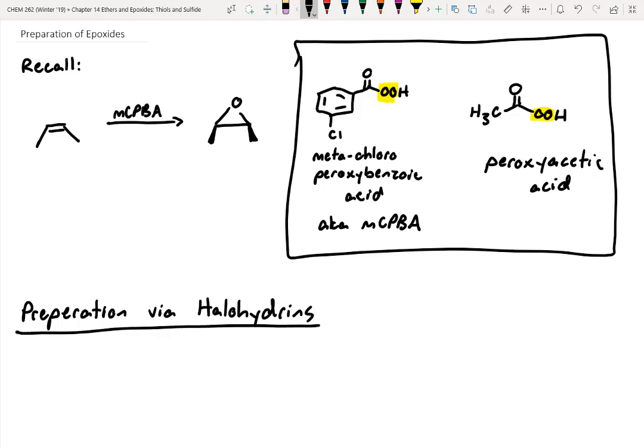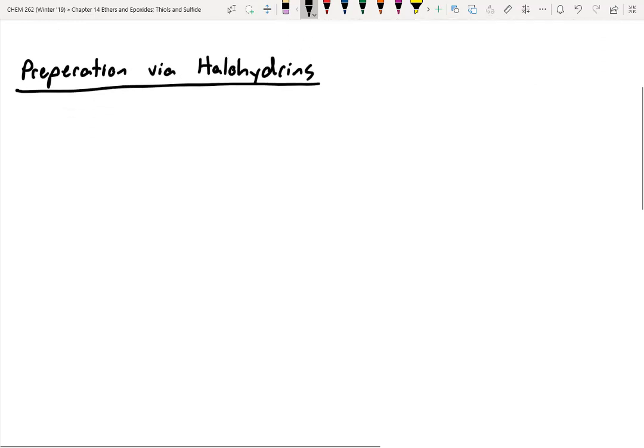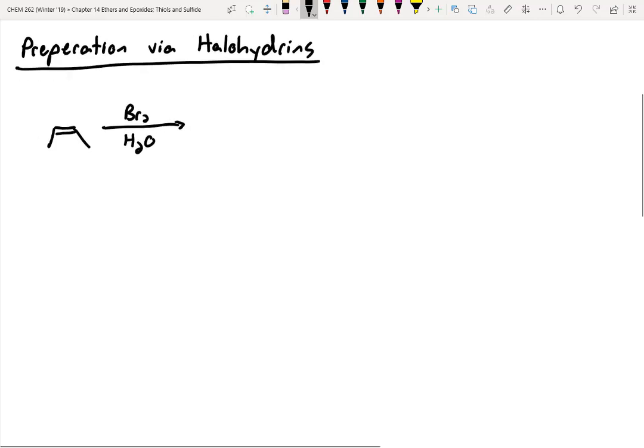All right, so let's take a look at this method, and it makes a lot of sense. Let's say we start with that same alkene. This time we treat it with bromine, elemental bromine, and we treat it with water. We're going to get addition of a bromine atom and an alcohol. Will it be syn or anti? Anti. Okay.